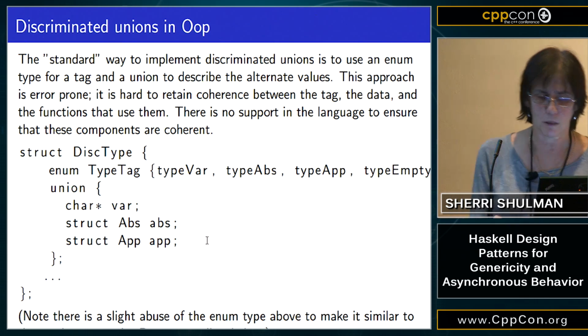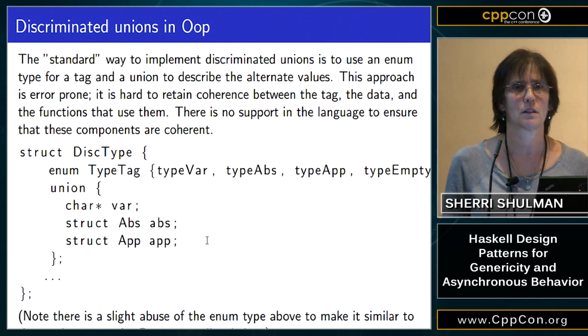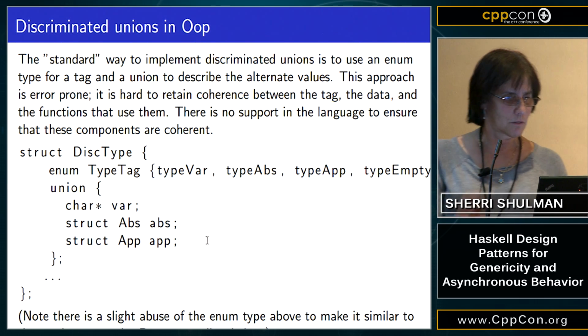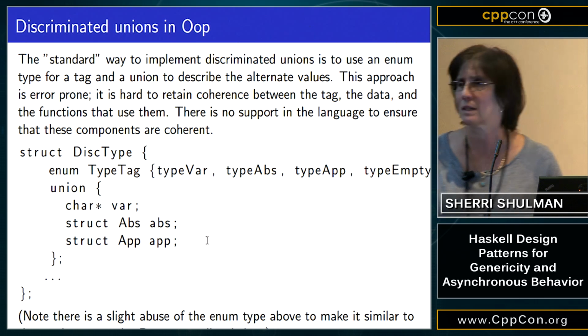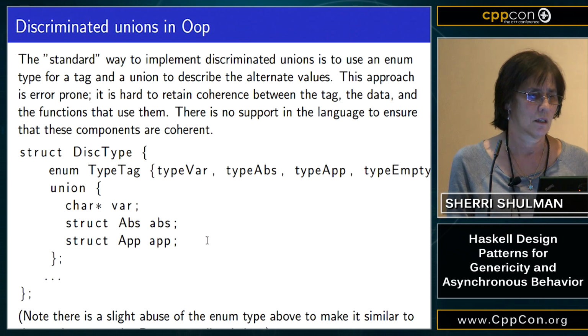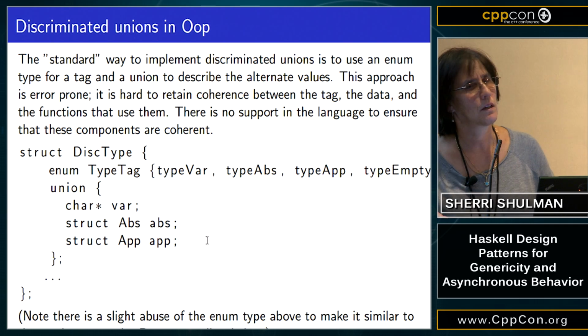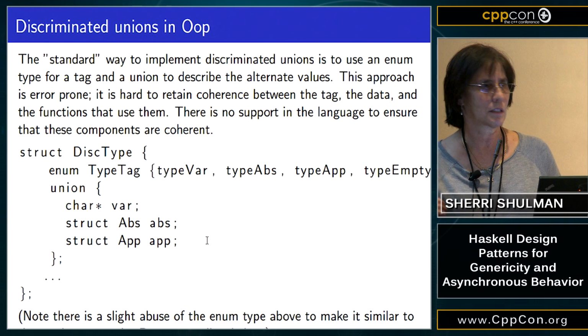Enum types require that you use primitive types in the list, and this one clearly doesn't have primitive types. If you notice here, there's an abuse of the enum type to make it similar to the above example. And then you have a union, and inside the union you have all of the different possibilities delineated.